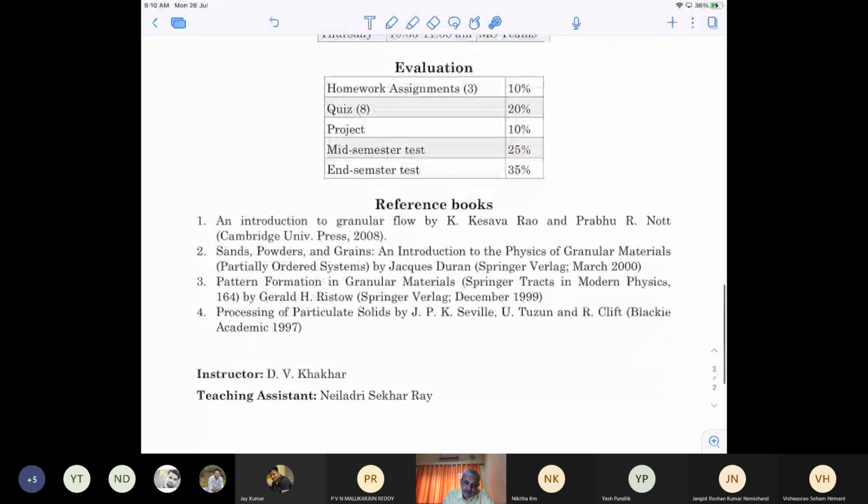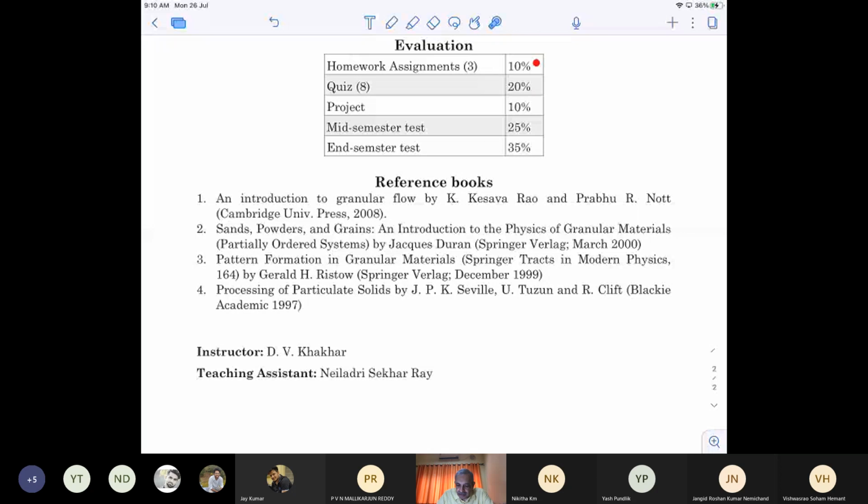And this is again tentative, and I'll take feedback from all of you. I'd like to reduce the weightage of the mid-semester and end-semester tests. We'll have some homework assignments, maybe more than 3, and there will be a project. The project will be based on LAMPS, the software we learn, so there will be some problem you have to solve using LAMPS.